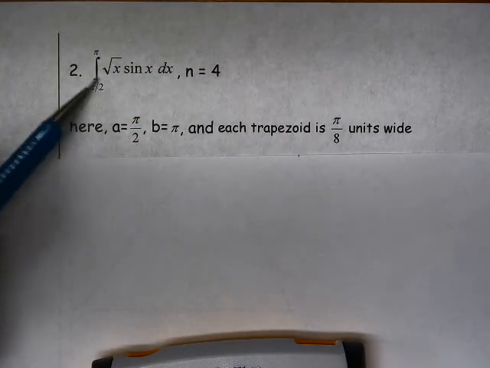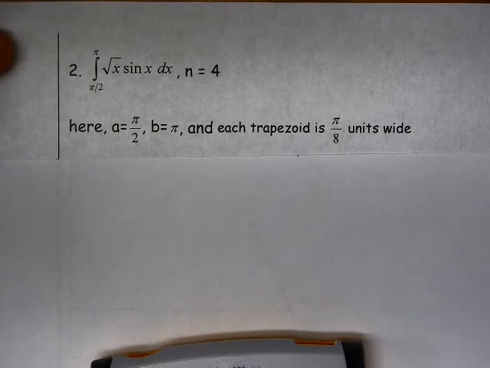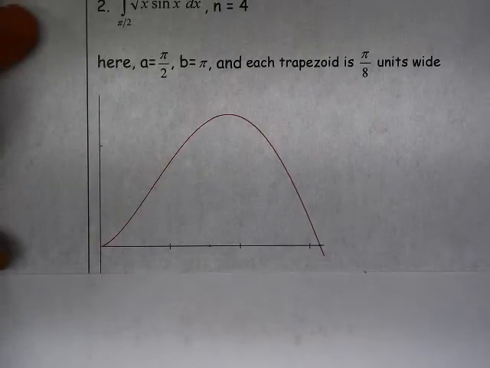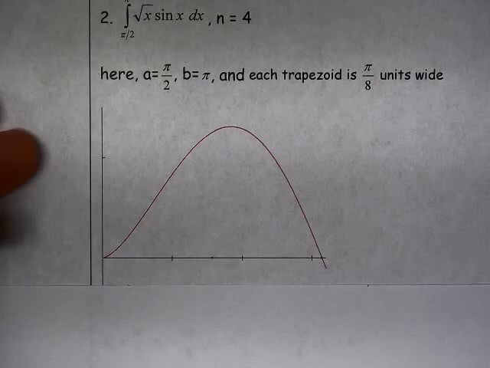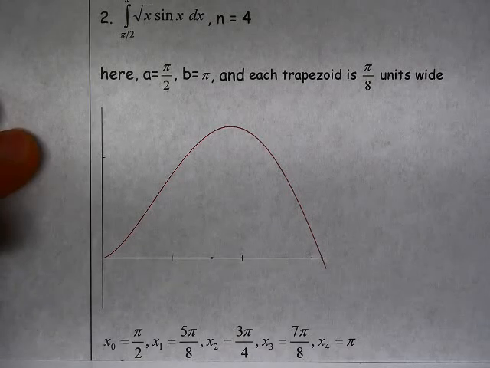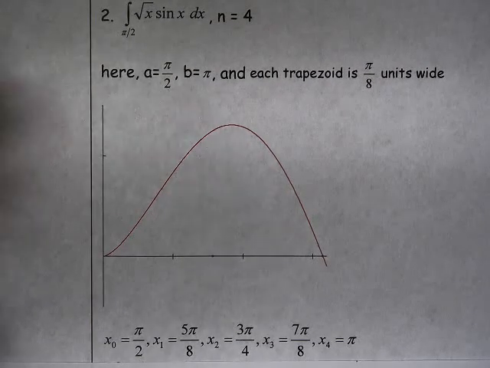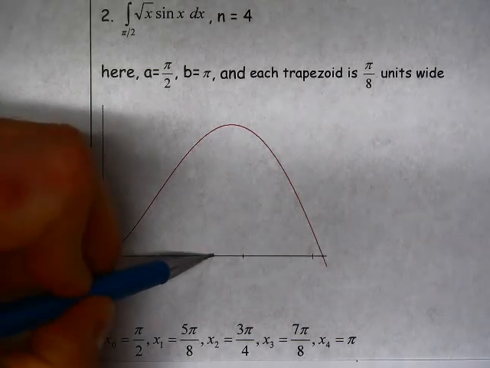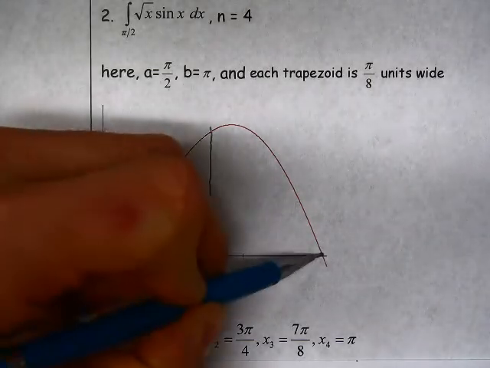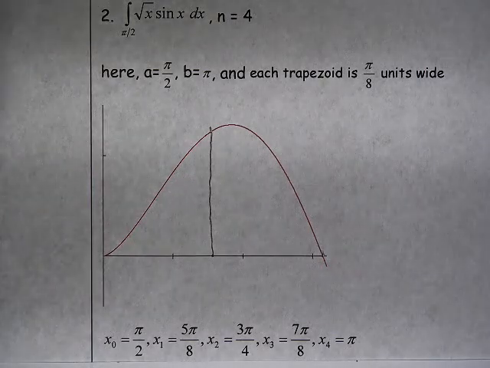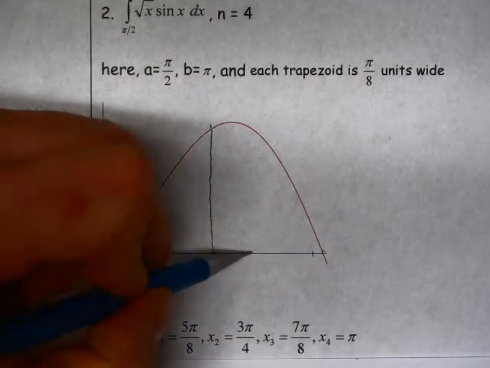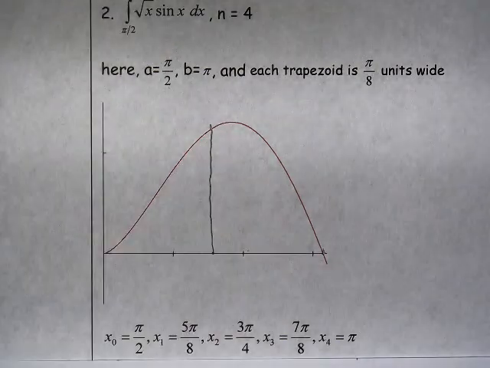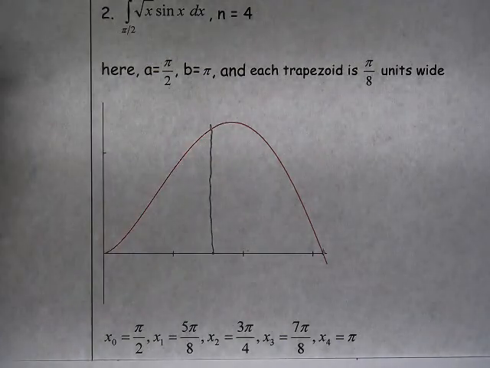Right. This function, I wouldn't really expect you to graph it without some reference to a calculator or something else like this. But this is what the graph looks like. All right. And with each trapezoid being pi over 8 units wide, we're going to have an area between here and here. We're going to break it up into 4 equal partitions, each pi over 8 wide.